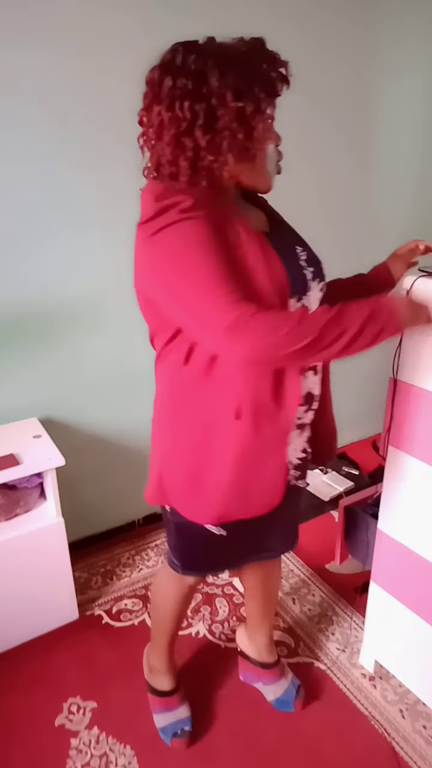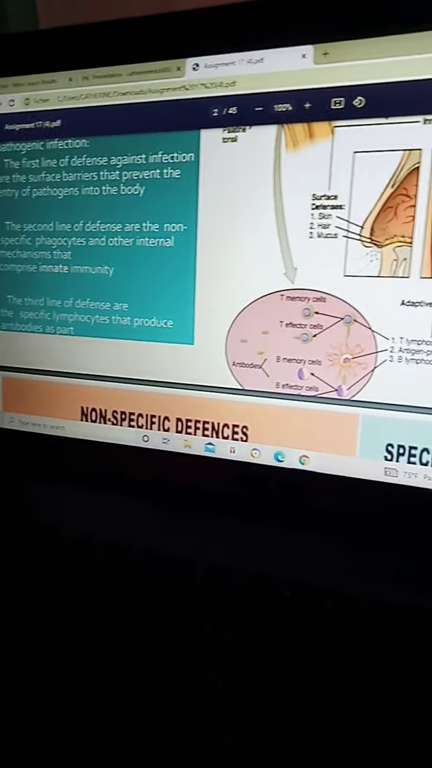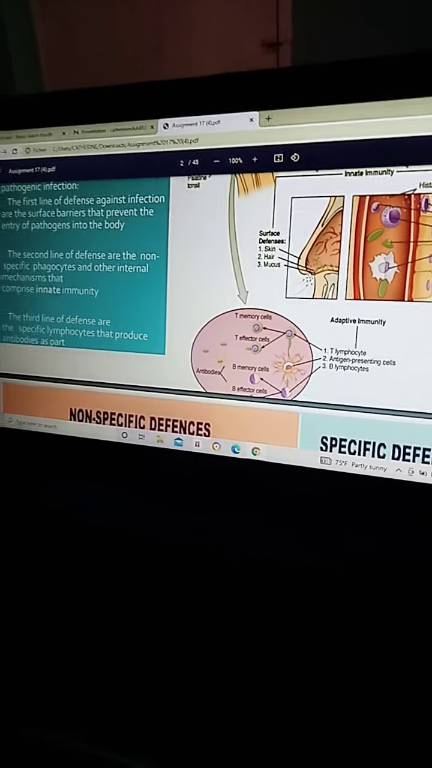The first line of defense against infection are the surface barriers that prevent the entry of pathogens into the body. The second line of defense are the non-specific phagocytes and other internal mechanisms that comprise the innate immunity, while the third line of defense are the specific lymphocytes that produce antibodies.